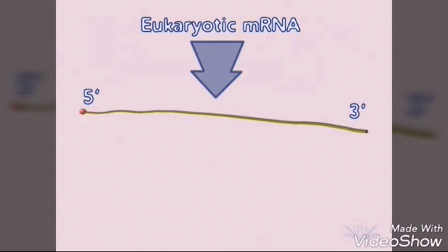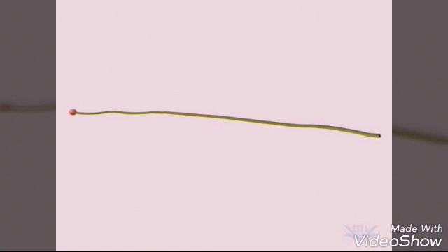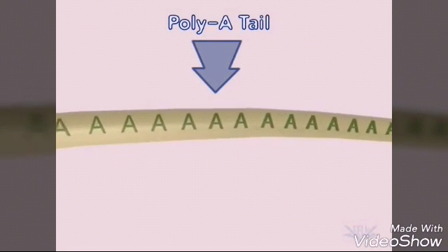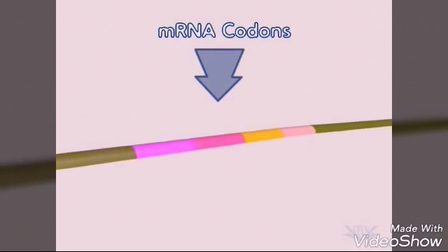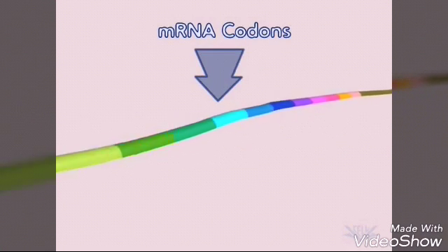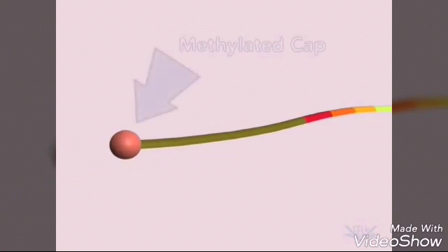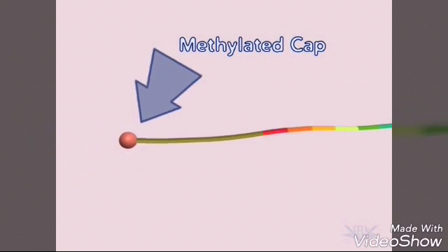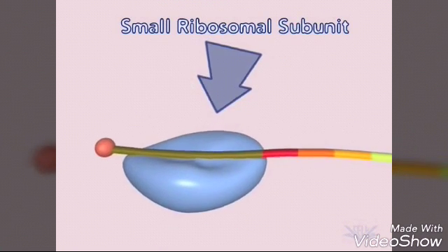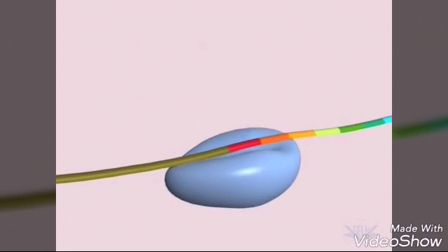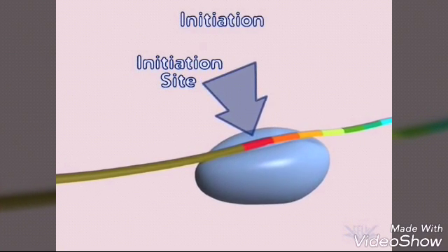Eukaryotic mRNA, the substrate for translation, has a unique 3' end called a poly A tail. mRNA also contains codons that will encode for specific amino acids. A methylated cap is found at the 5' end. Translation initiation begins when the small subunit of the ribosome attaches to the cap and moves to the translation initiation site.